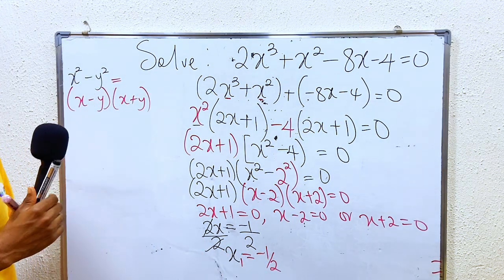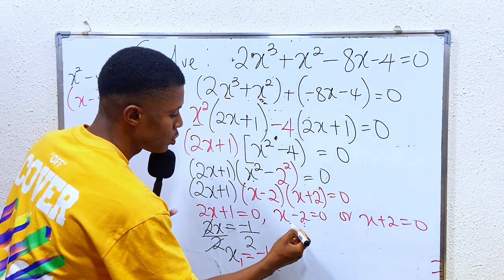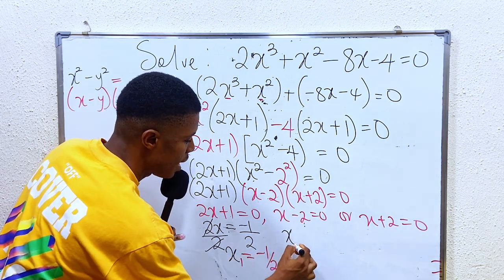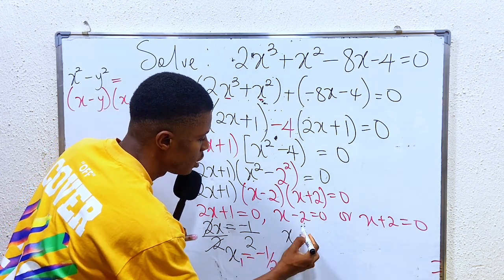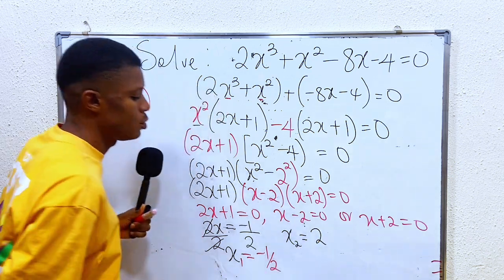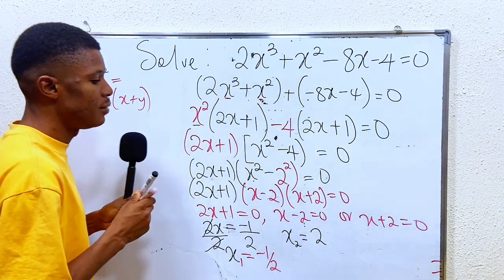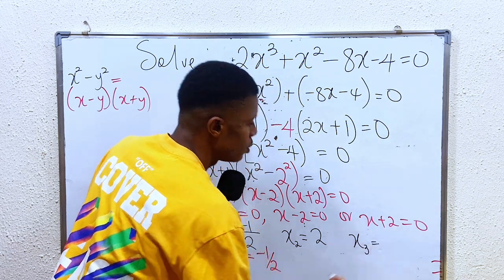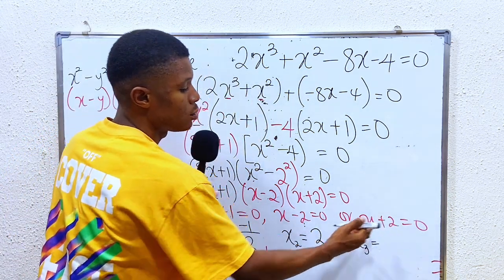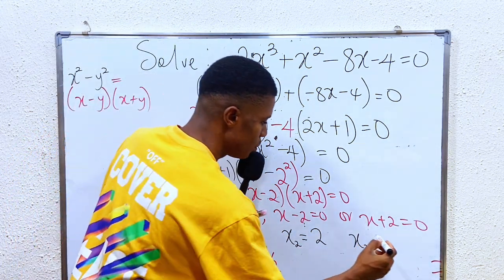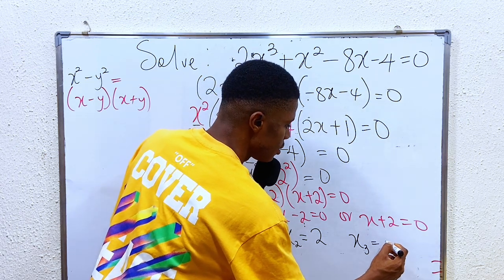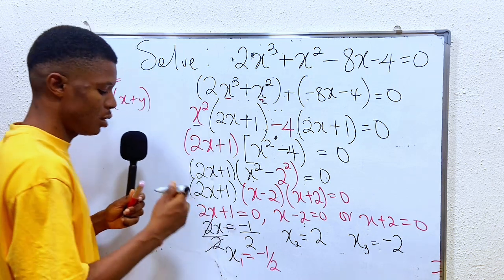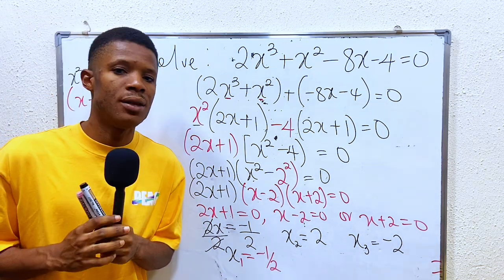Since we have this, for our x2, we are going to do what? Add 2 to both sides. So we have it that x2 is equals to what? If you add 2 here, you have it to be 2. That's the value. Then for the x3, what do you do? You minus 2 from both sides. If you minus 2 from both sides, you can see that x3 is equals to minus 2. And these are the 3 possible solutions for the value for x.